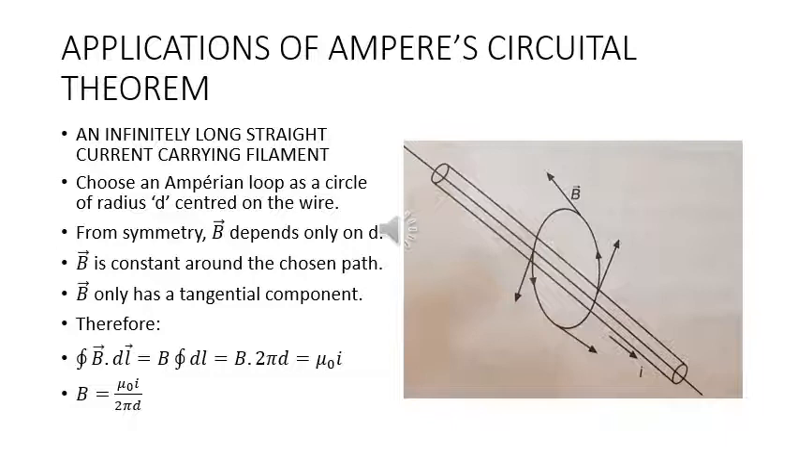Therefore, closed integral B dot dl is equal to B closed integral dl, which is equal to B times 2 pi d, which is equal to mu 0 I. So B is equal to mu 0 I upon 2 pi d.